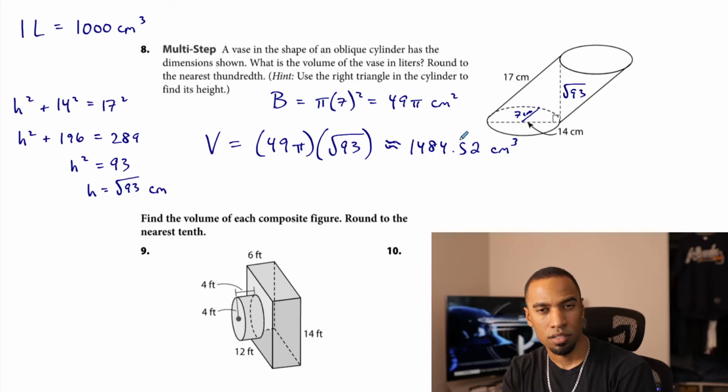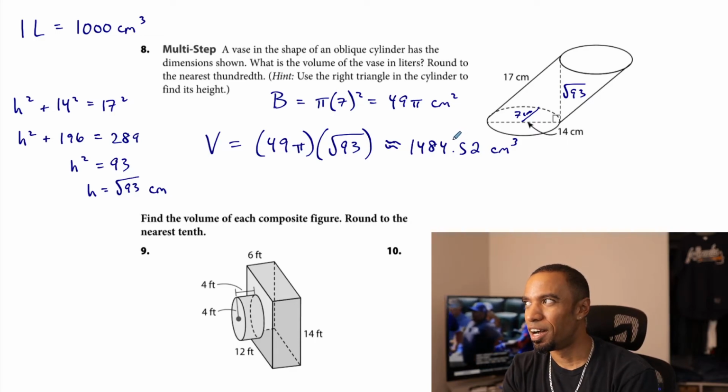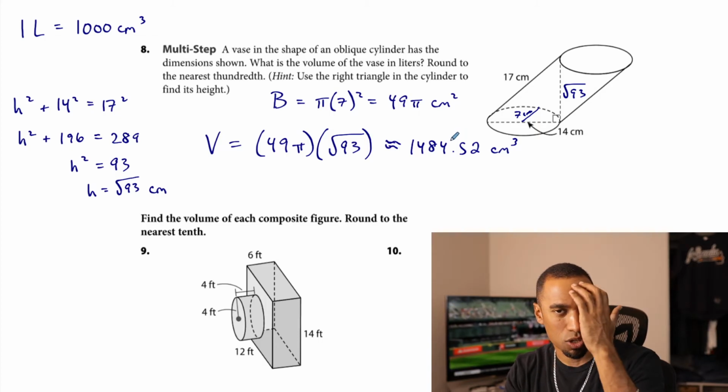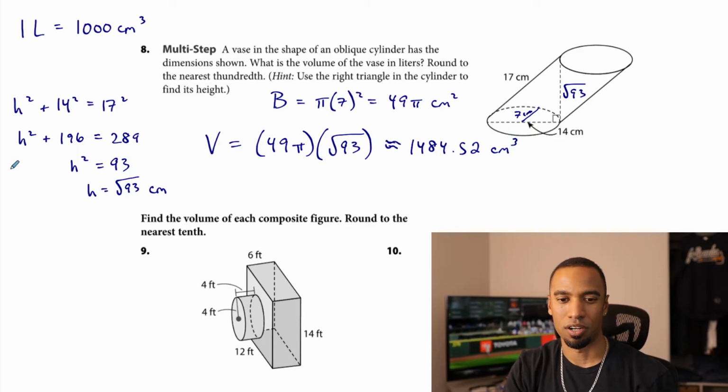Is that right? Do I multiply by 1,000? Do I divide? I'm suddenly blanking. You divide, right? So this many cubic centimeters there is 1 liter.